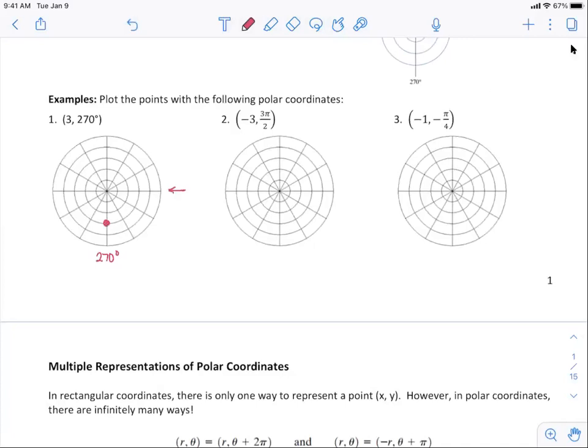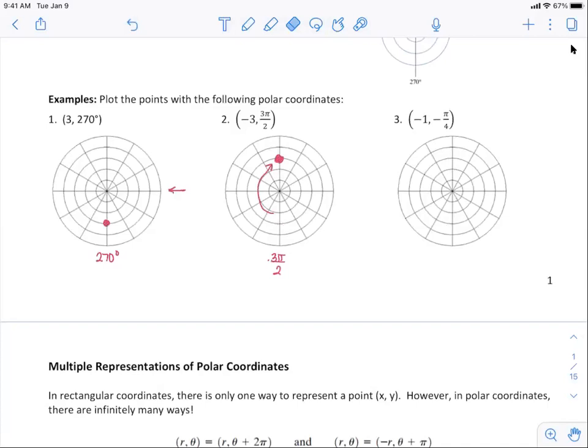Now, if the radius is negative, here's how we're going to work with this. We need to think first, where would the point be if r was positive? And then we reflect it. So this one says to go to the point (-3, 3π/2). Well, 3π/2 is also down here. So for 3π/2, I would normally go to this point right here, but because of the negative r, it's going to bounce it back to the opposite side. So that point there is the one that we want because of the negative radius.